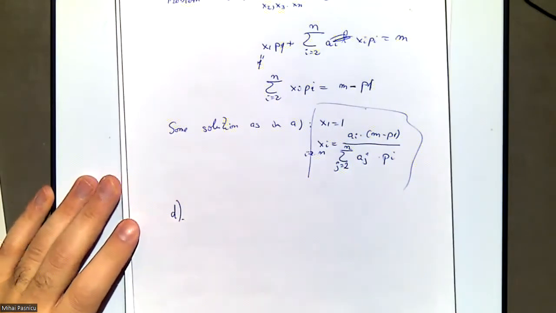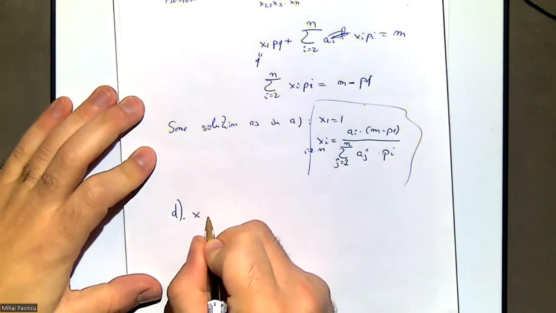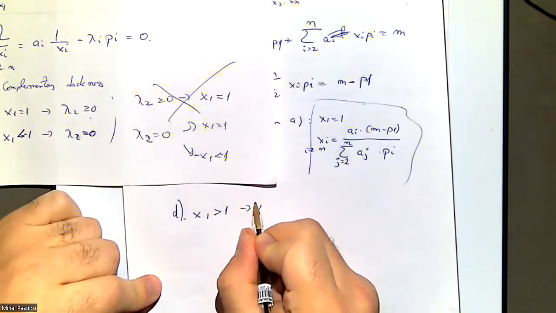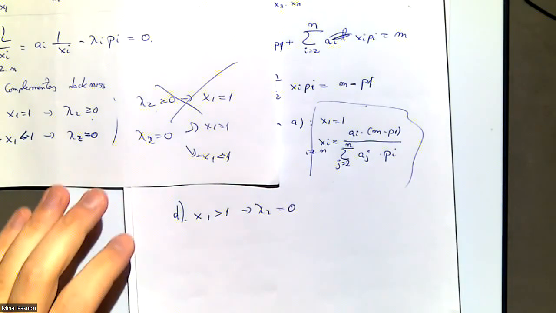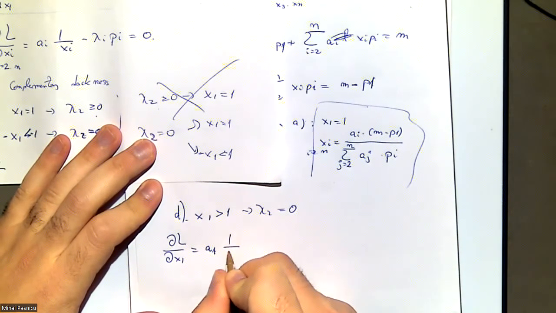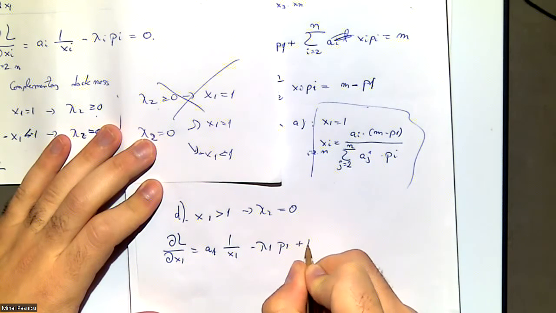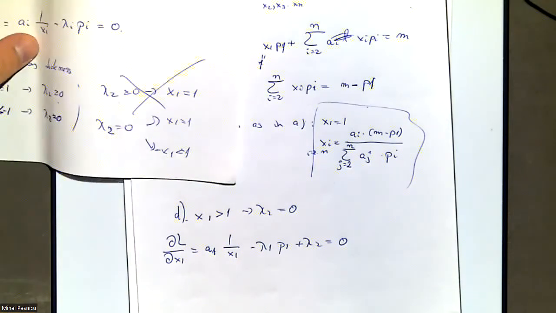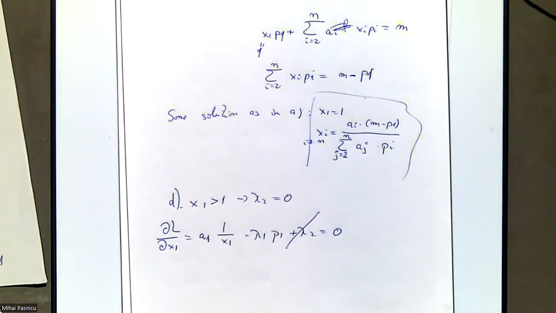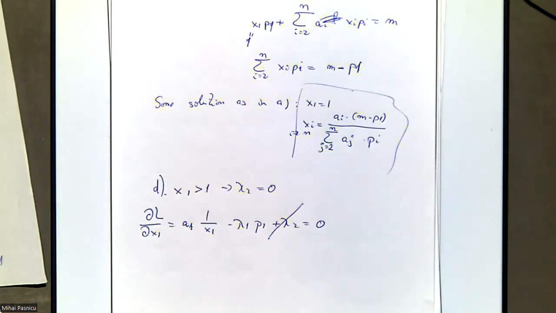Now in D, what does it mean if I have x1 greater than 1? I am in the second case of the Kuhn-Tucker, this one. So I get lambda 2 is equal to 0. Then I look at my derivative with respect to x1, and I get 1 over x1 minus lambda 1 p1 plus lambda 2 is equal to 0. This lambda 2 goes away, it's just 0. Again, do not replace in the Lagrangian. Replace in the derivative. Really, really important. Because otherwise, you might just ask, it doesn't make sense, how do I do it? Just replace in the Lagrangian.